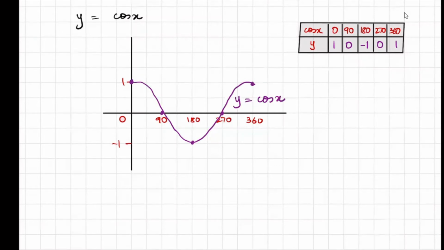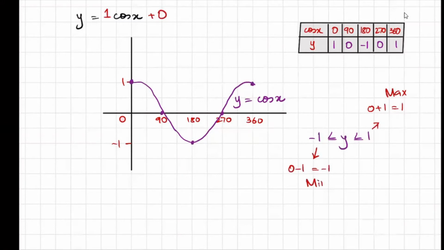Okay, let's study this as well. So what is the range over here? The range is from 1 to -1. So from -1 to 1, this is my range. How did I get my maximum value? There's a 1 over here and there's a 0 over here as well. So 0 plus 1 is 1. This is the maximum value. And similarly for the minimum value, 0 minus 1 is equals to -1. This is my minimum value.